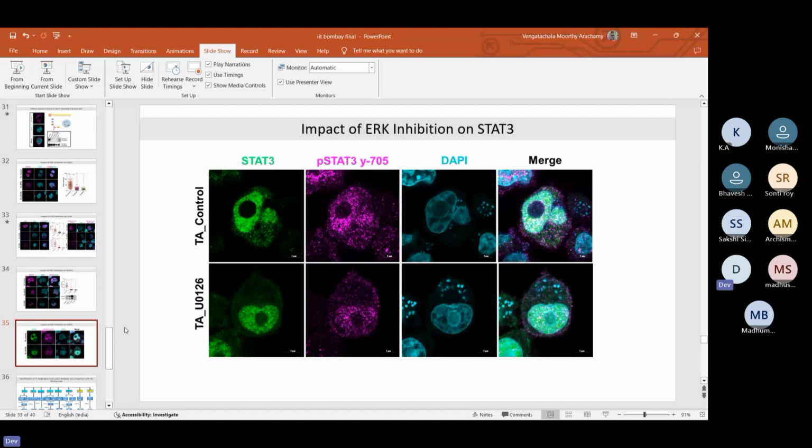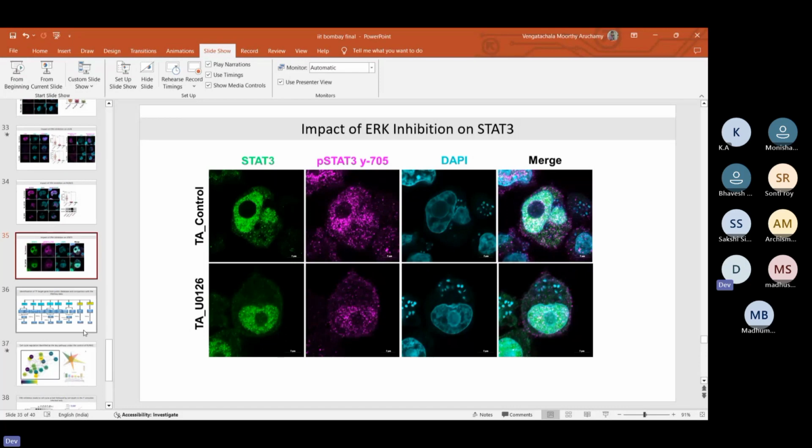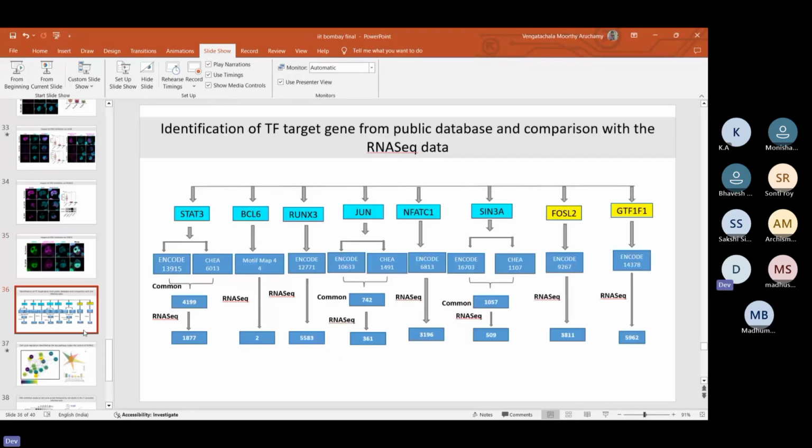And whatever was previously reported, we have shown that all these transcription factors are under the control of ERK, which can be verified by using this particular data. As we have highlighted, these key transcription factors play a significant role and are under the control of ERK. Now the next question is, what kind of gene expression is under the control of these transcription factors?